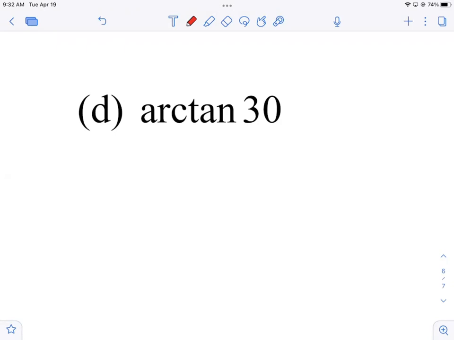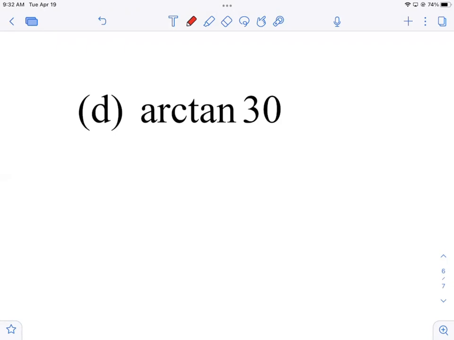What are the legal ratios for tangent? What's the domain of arctangent? All real numbers. Is 30 a real number? Yeah, it is. Is it a unit circle ratio though? No. I don't know what the angle is, but I do know it's going to be in which quadrant.